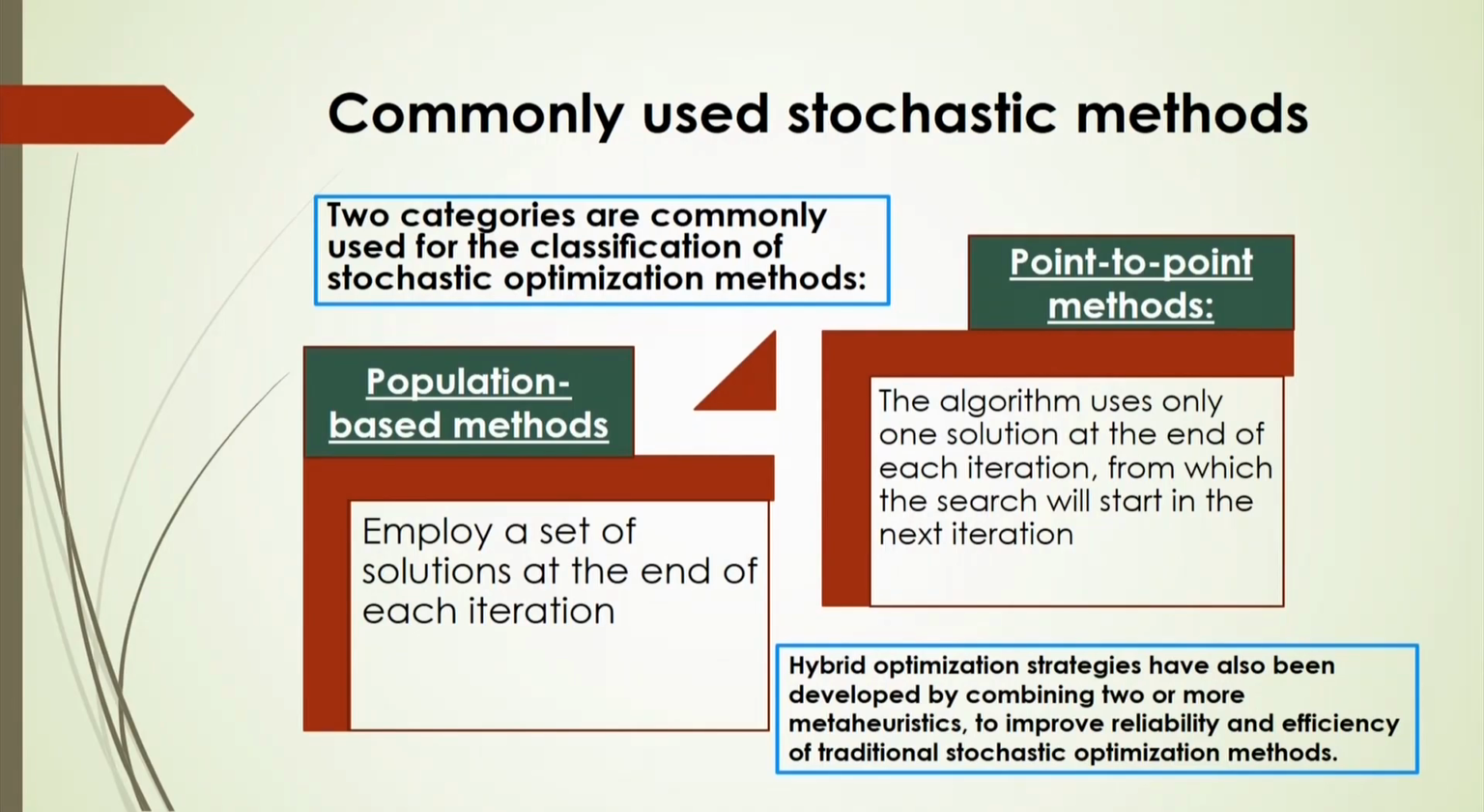So, that is why for point to point methods you have to use some algorithm where your search for the solution will be based on the iteration of the previous part. And hybrid optimization strategies may also be developed by combining two or more metaheuristics to improve the reliability and efficiency of traditional stochastic optimization methods.